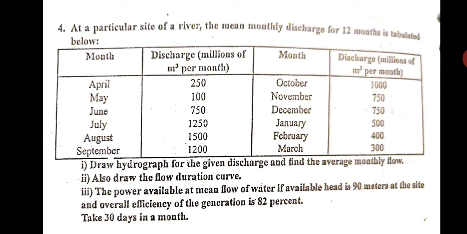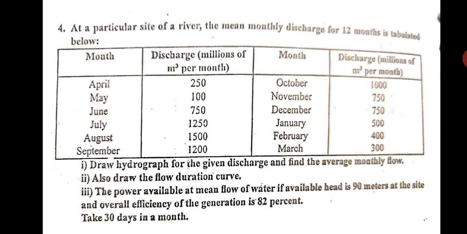Again in this numerical, the discharge is given in millions of meter cube per month. So April 250, May 100, June 750, July 1250, August 1500, September 1200, October 1000, November 750, December 750, January 500, February 400 and March 300 millions of meter cube per month.